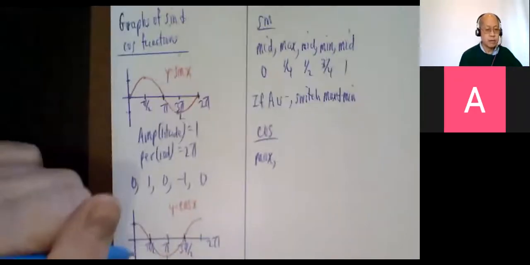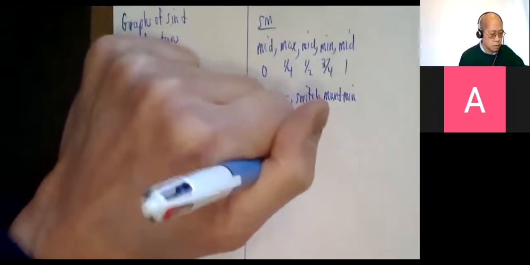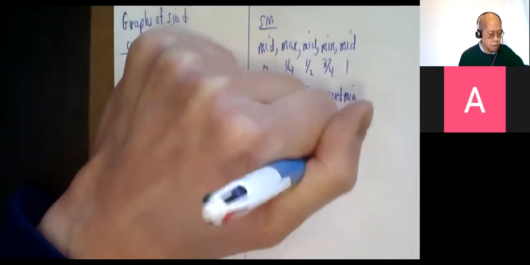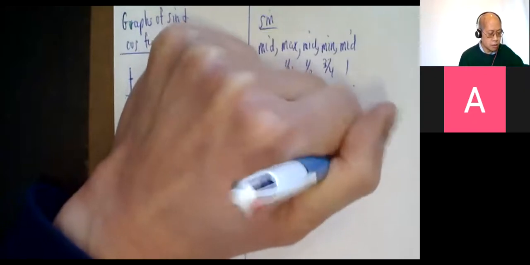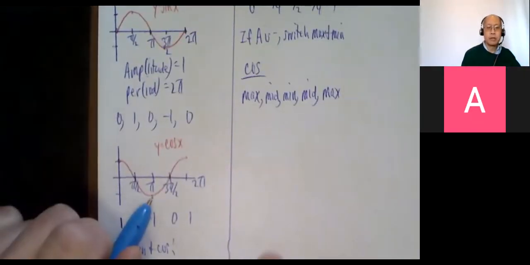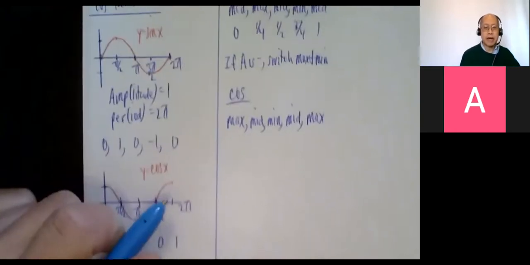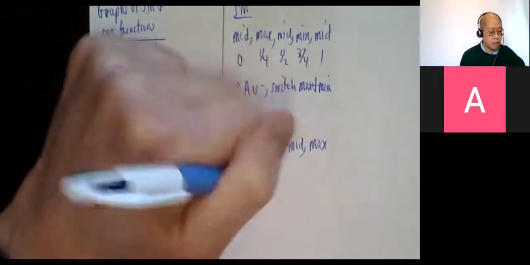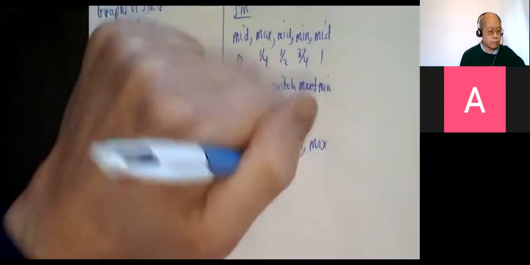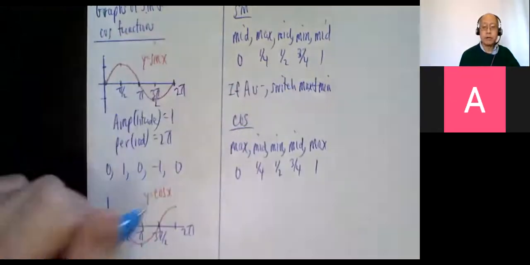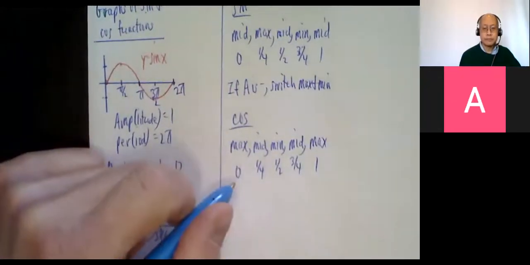Maximum, midline, minimum, midline, maximum. Maximum, midline, minimum, midline, maximum. Okay, this is the beginning of the period, 1/4 of the way through the period, halfway through the period, 3/4 of the way through the period, and the full period.